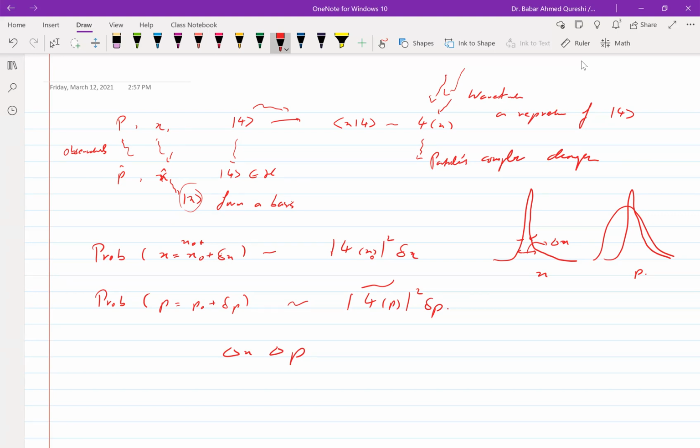And you can have different states, with different probability distributions. What is the purpose of this wave function? The wave function has all the information about the particle, and that information gives you the probability distribution for all possible observables. They're all contained in it.